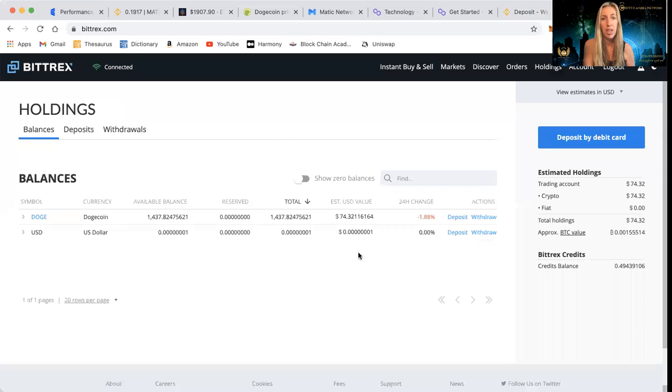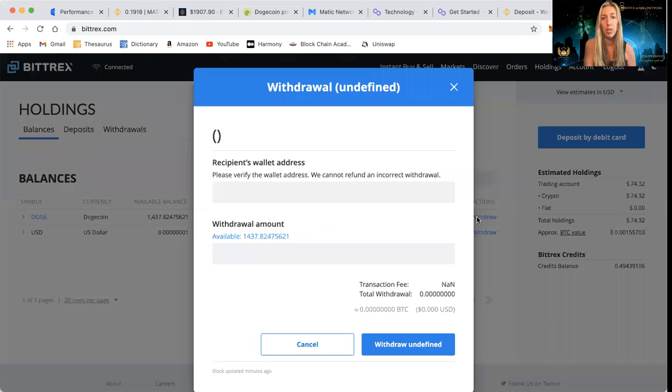So you can see here my Doge, it's definitely negative. It's more negative than that because I originally had over $100 worth of Doge. But there's my available balance. I have 1,437 Doge. So what I want to do is withdraw it. Let's click on that and see how this works.